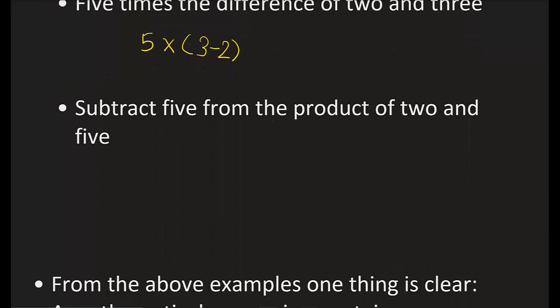In the second example, it is written subtract 5 from the product of 2 and 5. That means we will have to subtract 5 from the product of 2 and 5. That means in brackets we will write 2 times 5 minus 5. Now you can also be wrong if you accidentally write 5 minus 2 times 5, because it is written subtract 5 from the product of 2 and 5. So that means 2 and 5 will come before 5.